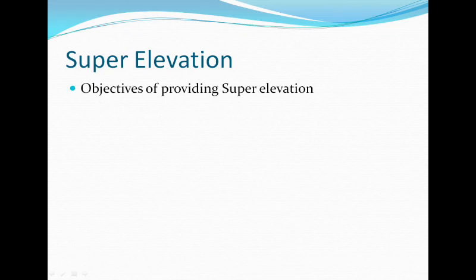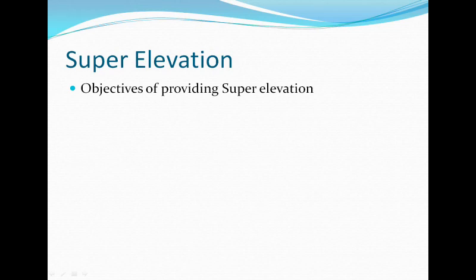The third point is to provide an even and smooth running track to ensure comfortable ride to passengers and safe movement of goods. This is the third purpose of providing the super elevation on a track. So this is about super elevations.